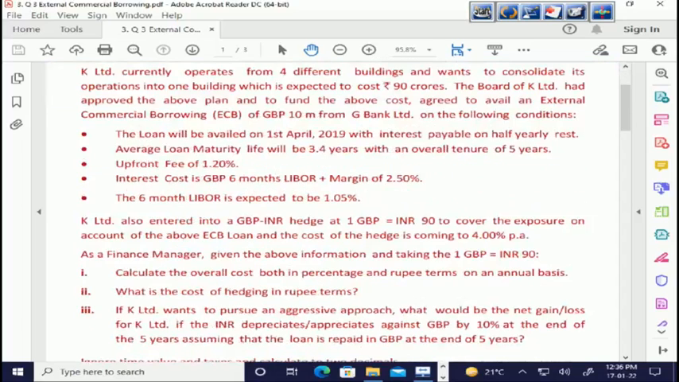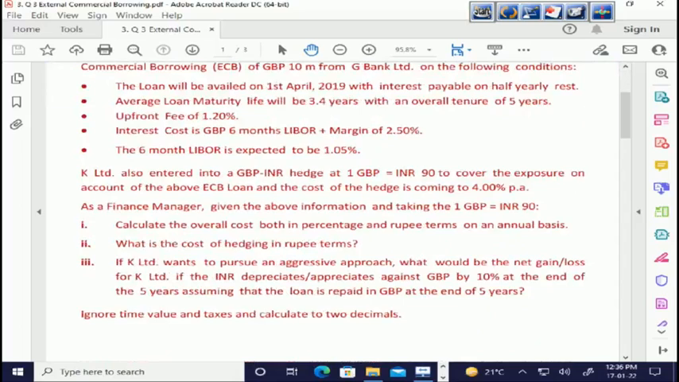Let's read further. K Limited also entered into a GBP INR hedge at 1 GBP equal to 90 to cover the exposure on account of the above ECB loan, and the cost of the hedge is coming to 4% per annum. So basically we have entered into an FX swap type structure, a hedge wherein we will buy GBP every year at a rate which is 4% higher than the current rate. You are covering it at 4% higher rate because you have a payable, you have borrowed GBP. That 4% is your hedging cost per annum.